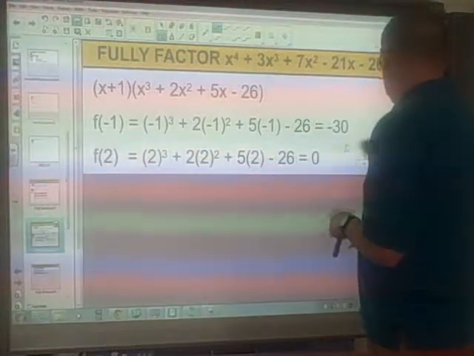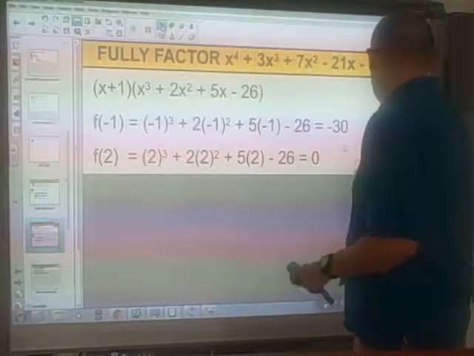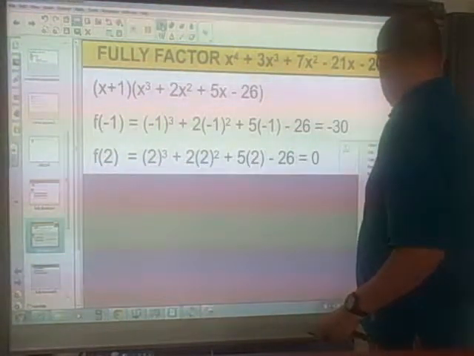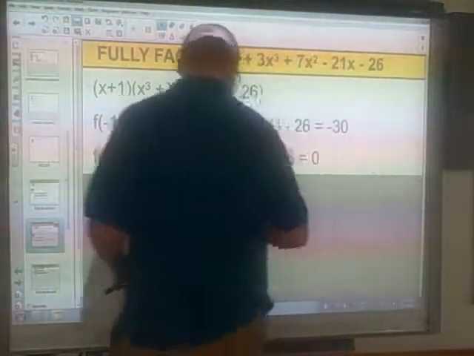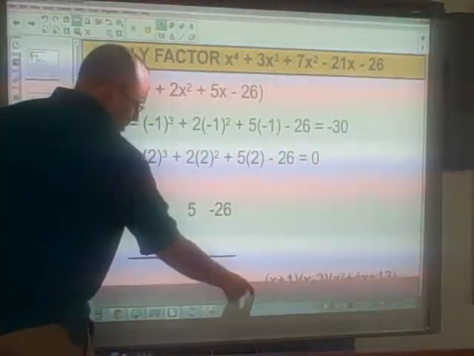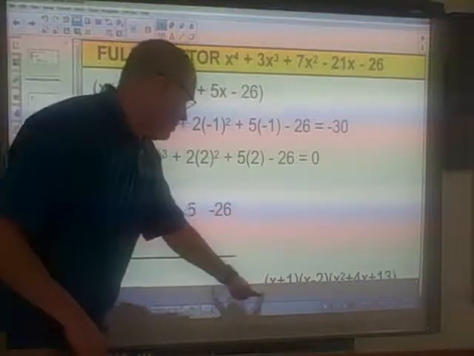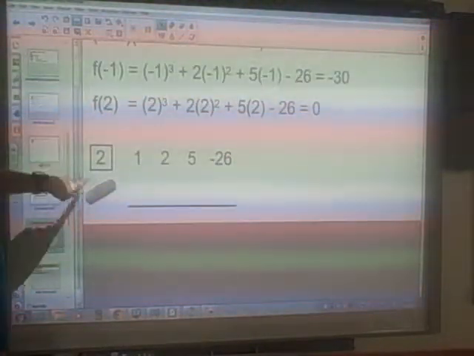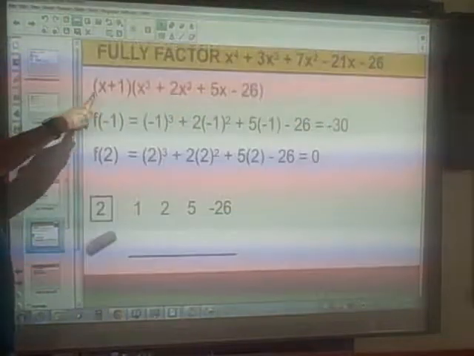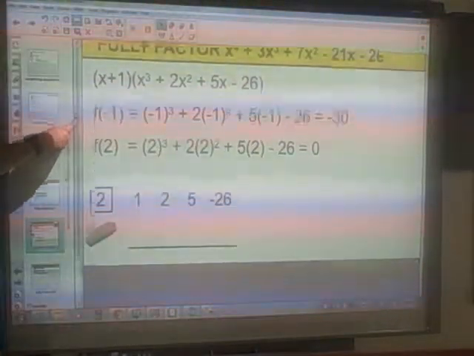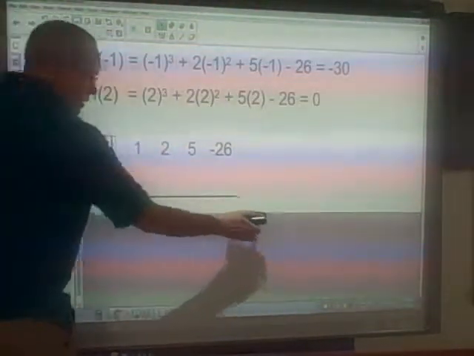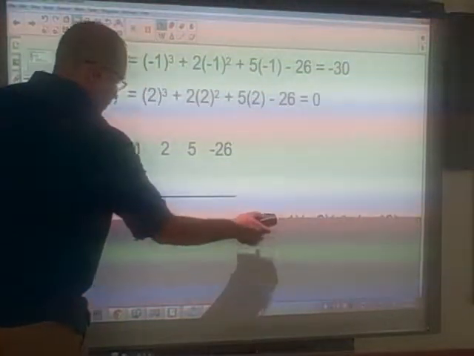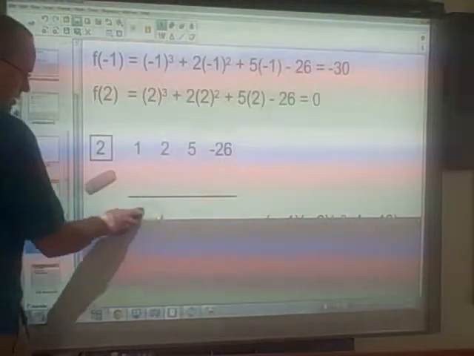Let me just get rid of that. So we're going to go ahead and repeat using synthetic division for a second time. So the numbers here, once again, come from these numbers up here. Let me lower this a little bit. So bring the 1 down.